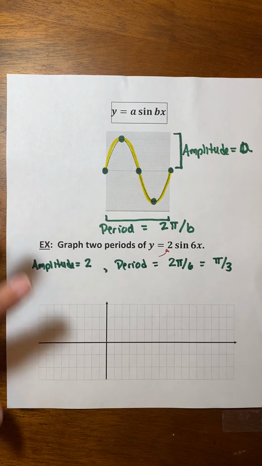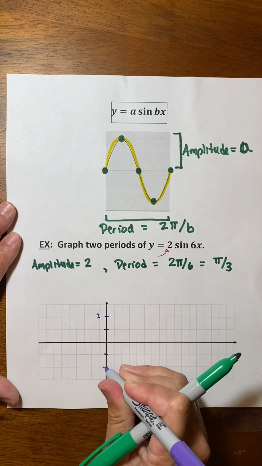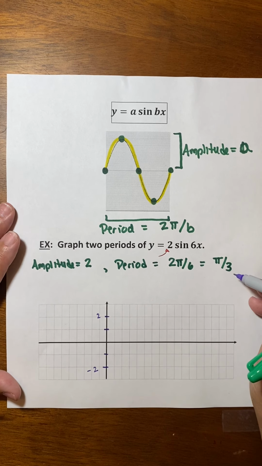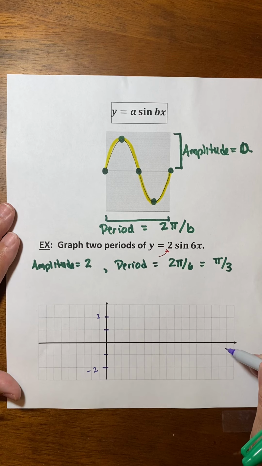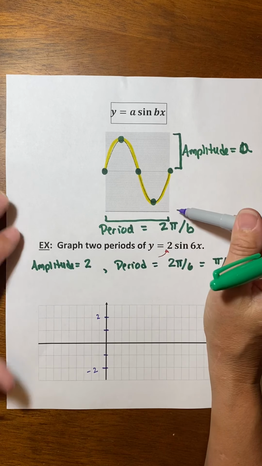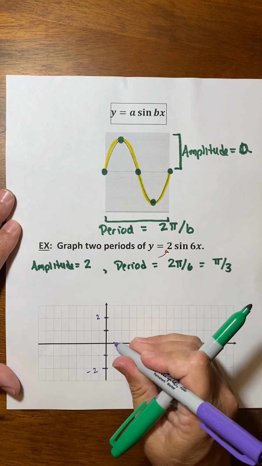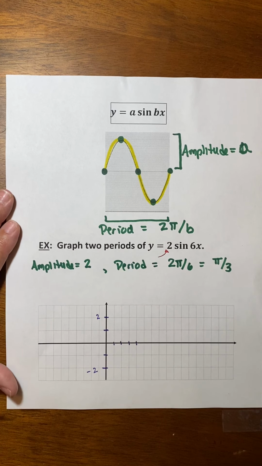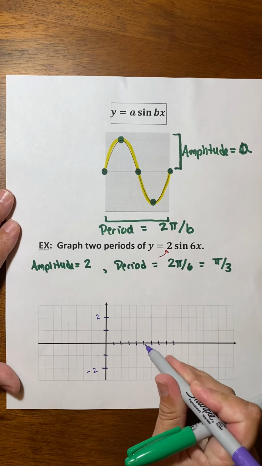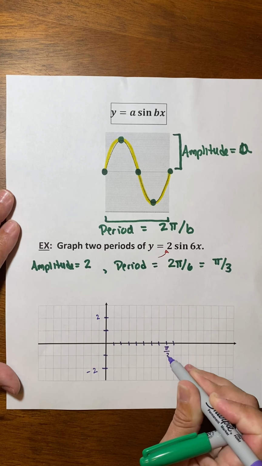So what I do, I look at my axes. I'm going to go 2 up. I'm going to go 2 down. And then I'm going to go over a distance of pi over 3. Here there's no tick marks on the axes, so I can put them wherever I want, but I'm going to need to divide this width, which is pi over 3, into 4 equal parts. Actually, I'm going to use 8 because I think it'll be easier to see. I'm going to call 1, 2, 3, 4, 5, 6, 7, 8. I'm going to call this pi over 3.